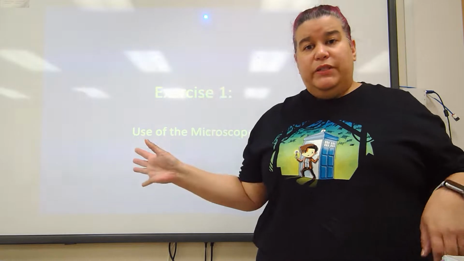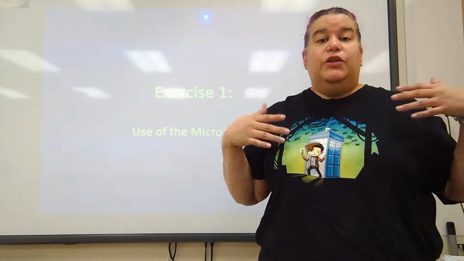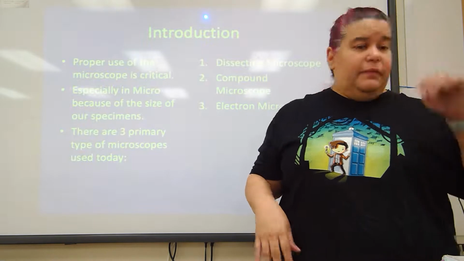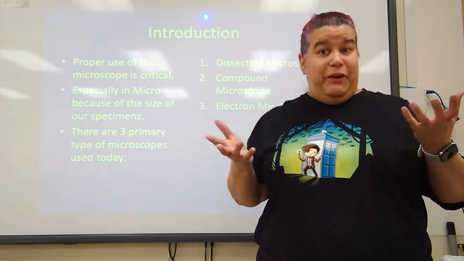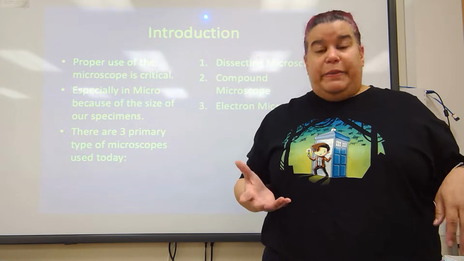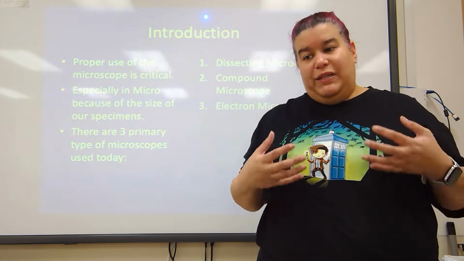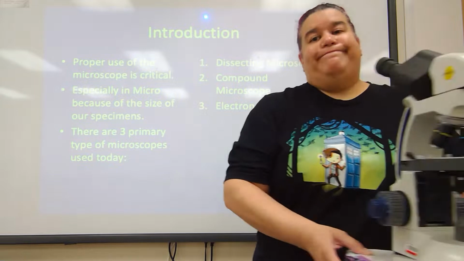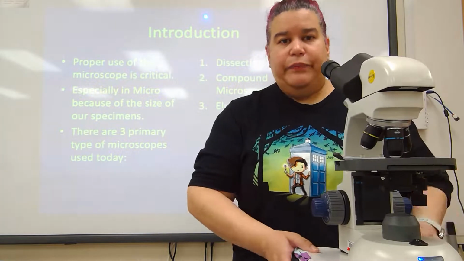So we're going to go through exercise 1, the use of the microscope. In microbiology, using a microscope is a critical part of what we do. The size of our specimens is so small that we need extra equipment to be able to see them. The extra equipment is a microscope.